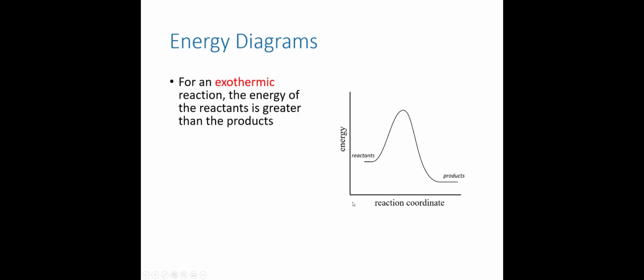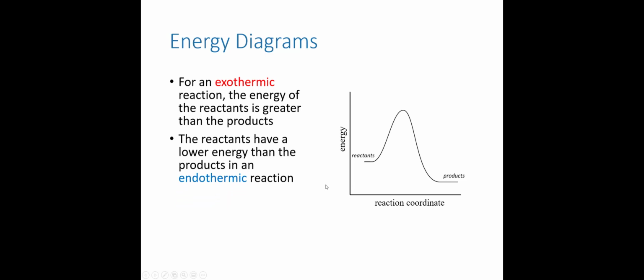So for an exothermic reaction, the energy of reactants is greater than products. In other words, if we compare just these 2 points, that's all we have to compare, the beginning and the end. If the reactants are higher than the products, the reaction is going to be exothermic. If it were the other way around and the products were higher than the reactants, then that would represent an endothermic reaction.